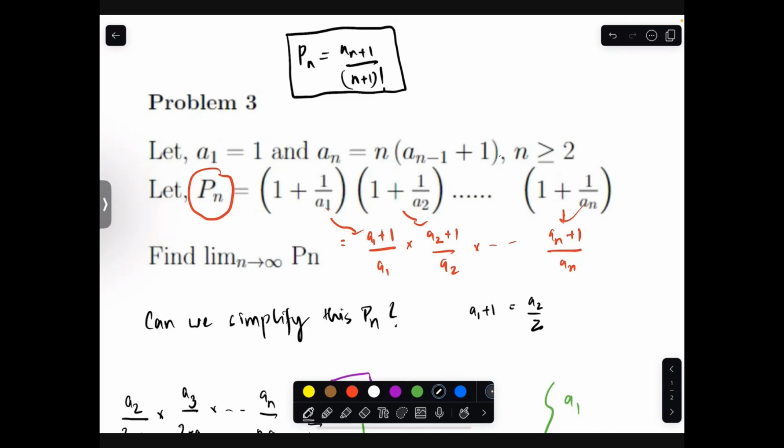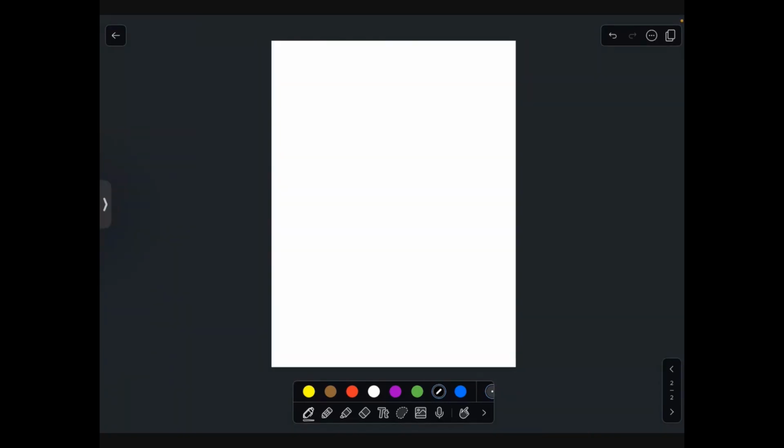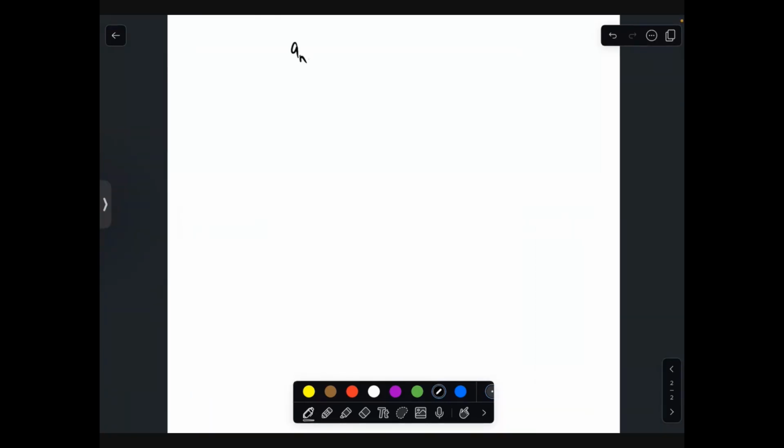So now to find the limit of an, or rather an plus 1 by n plus 1 factorial, you have to understand one certain thing. You have to understand that we have only this one piece of information. So from this one piece of information, we have to find the information of this. So let's go to our next new page. So we are given that an plus 1 by n plus 1 factorial is the limit you want to find, and you're given this relationship that an is equal to n times an minus 1 plus 1. This is a relationship, and you want to use this relationship to get the limit of this.